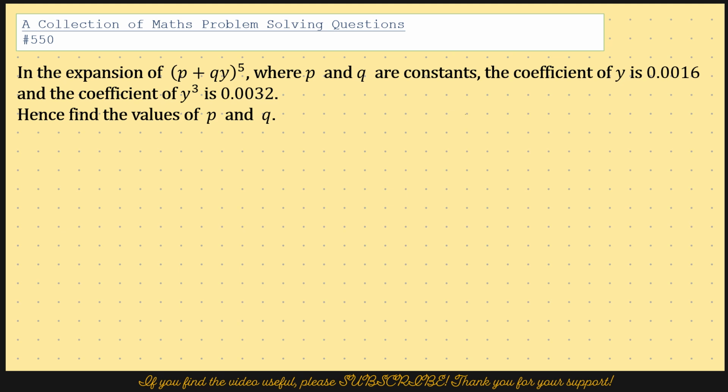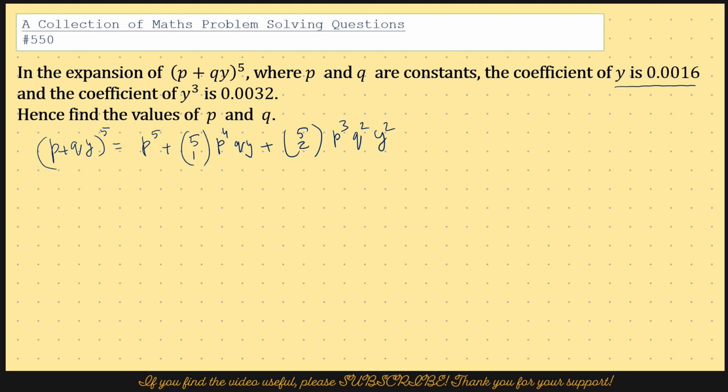So the expansion would be: (p + qy)^5 equals p to the power 5, plus 5C1 p to the power 4 qy, plus 5C2 p cubed q squared y squared. Now, bear in mind that we need the coefficient of y and y cubed. So for y cubed we have to do one more, plus 5C3 p squared q cubed y cubed, and plus, we don't need to write the other terms.